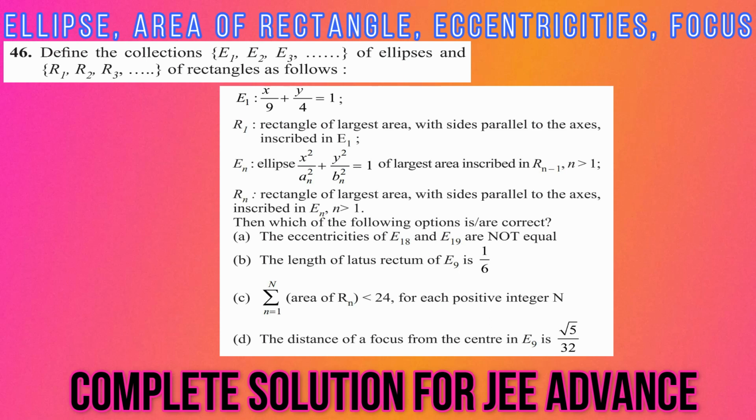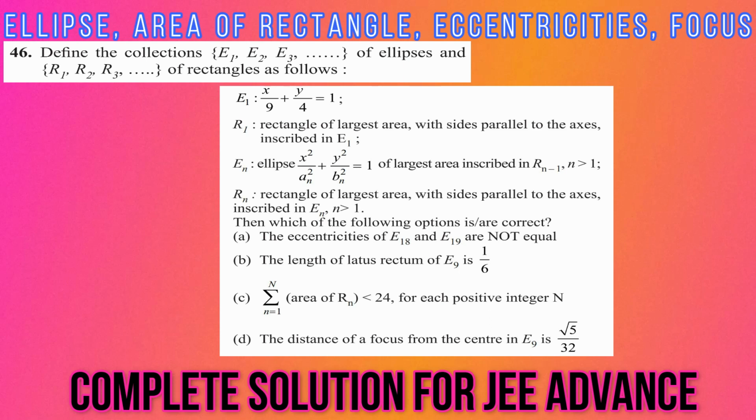Option C gives the summation for n equal to 1 to n of the area of rectangle Rn, the nth rectangle. Here we have a summation, which means we have to add all the areas: area of rectangle R1 plus area of R2 plus up to area of Rn. It is given by mistake as strictly less, but it is not strictly less, it is less than or equal to 24, for every n from the natural numbers. So option C says the summation of all the rectangle areas is 24 or smaller than 24.